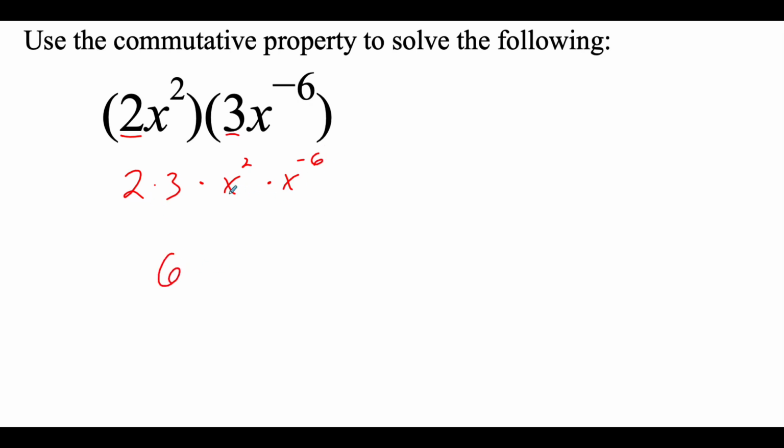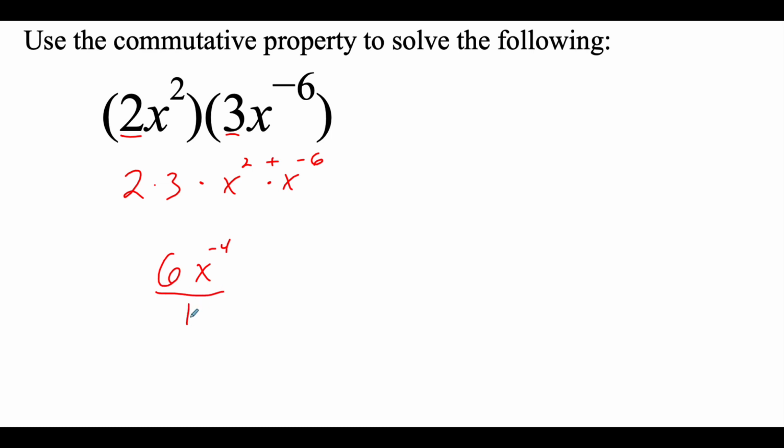Now if I multiply these variables together, these are both base x, so I'm going to leave that as a base x. If we take the powers, the product property says that we're supposed to add those powers together. So 2 plus negative 6 is negative 4. Now we don't like to leave negative exponents as part of our answer, but we're going to have to be a little careful this time because of that extra 6 out in front.